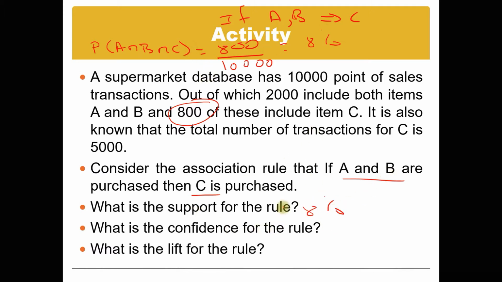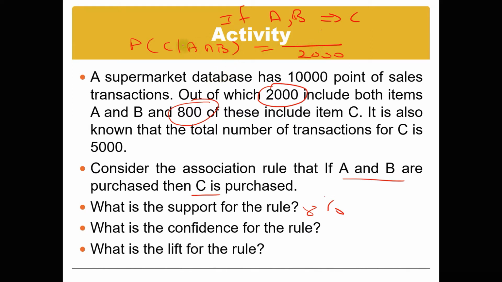What is the confidence now? The confidence, as I told you, is for the rule if A and B, then C. The condition is A and B, then C. So the probability of C given A and B, that is what is of interest for us right now. Out of A and B, how many transactions involve A and B together? There are 2,000 transactions that involve A and B together. So we have the denominator as 2,000.